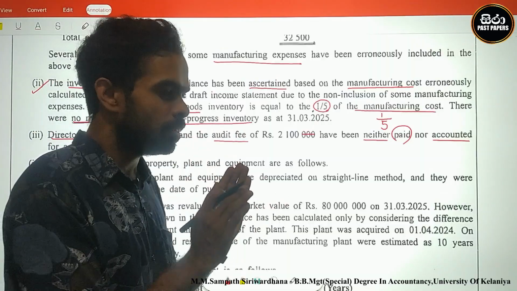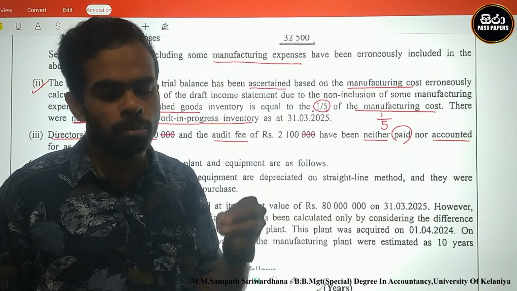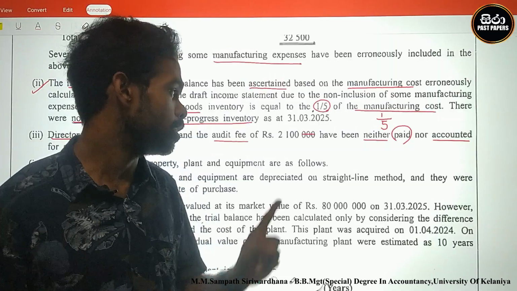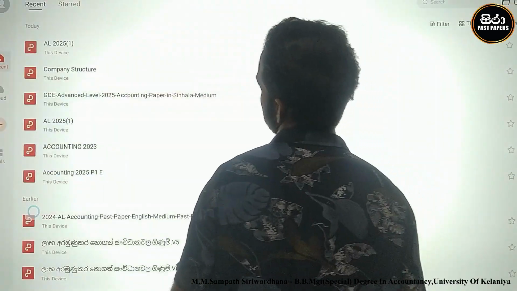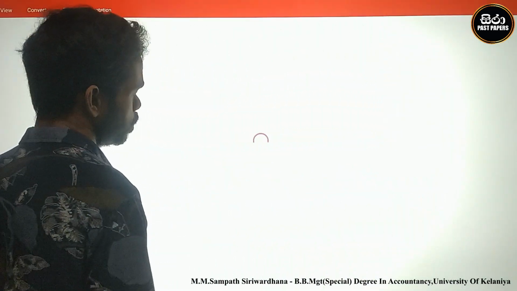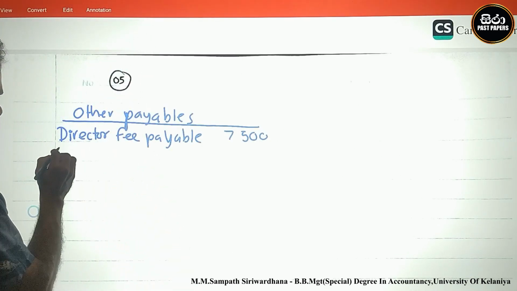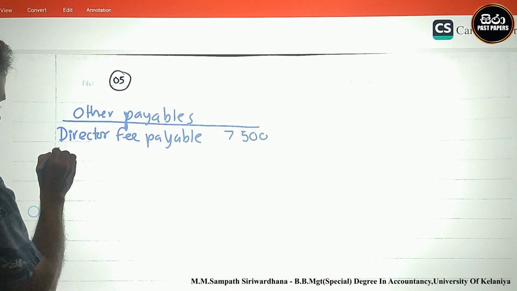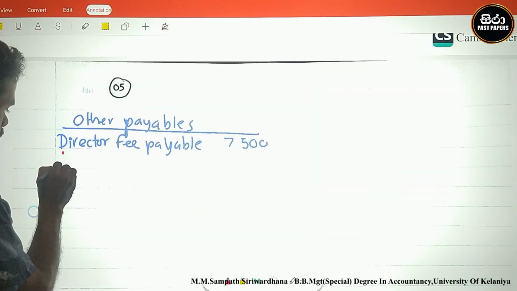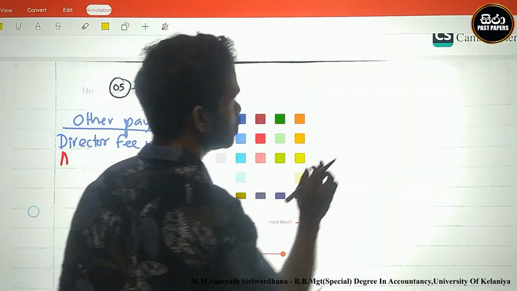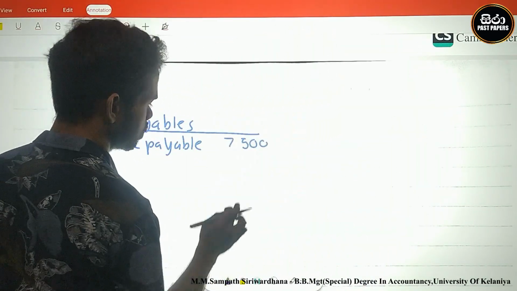Okay, the audit fee expense must be identified in administration expense, and audit fee payable must be identified in other payable. 2,100 should be identified. Okay, 2,100, there are 2 locations. What are the locations? Other payable should be identified. What is that? Audit fee payable.